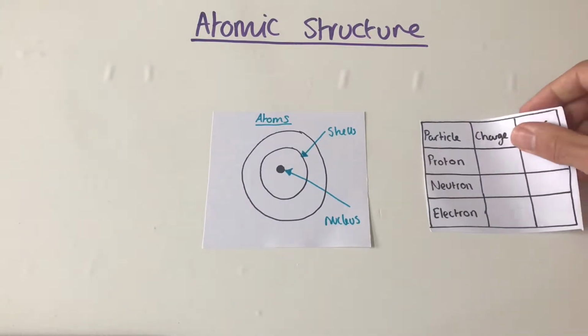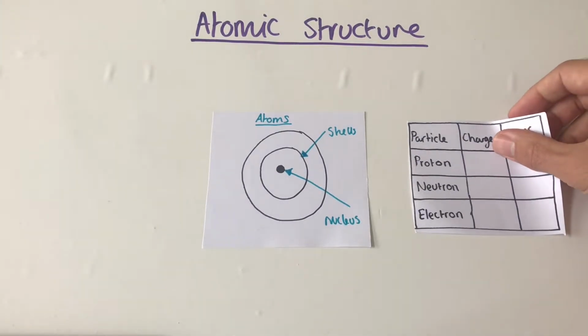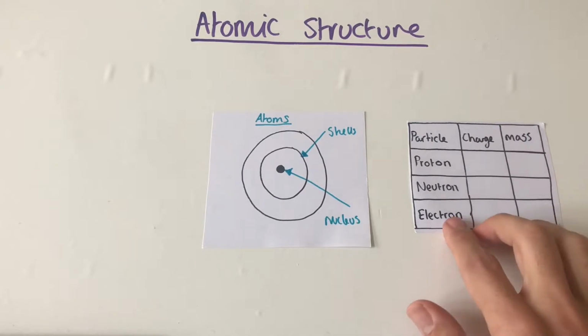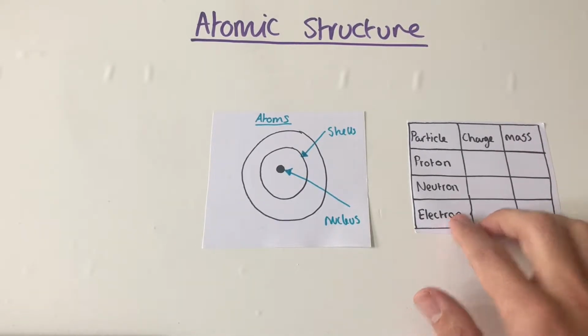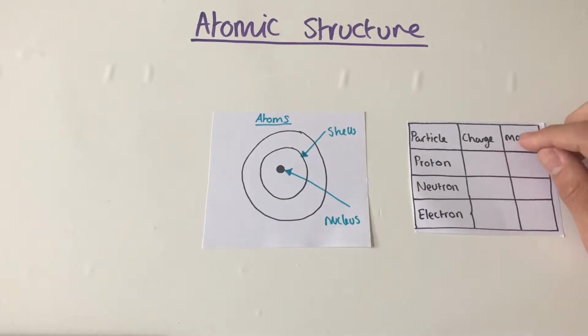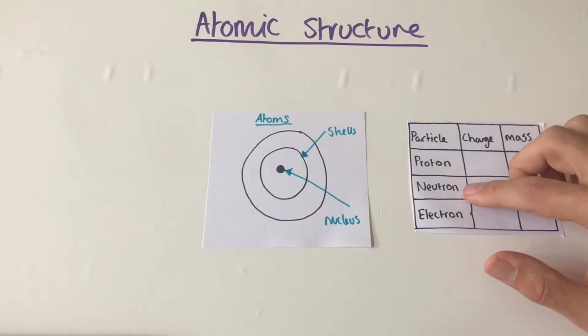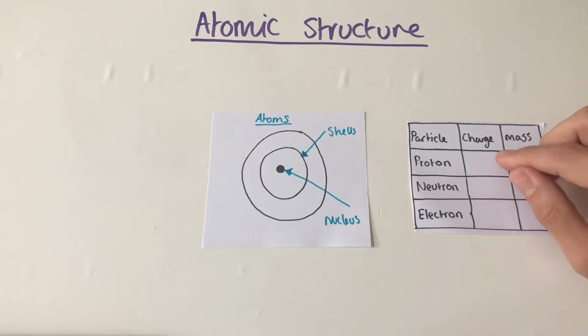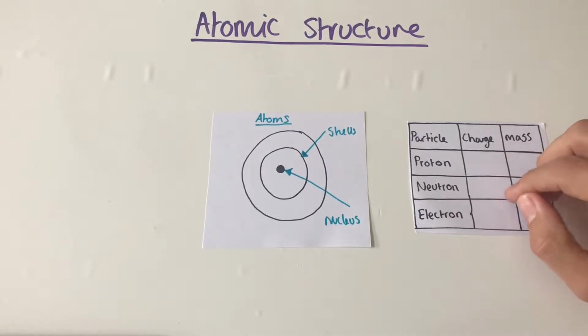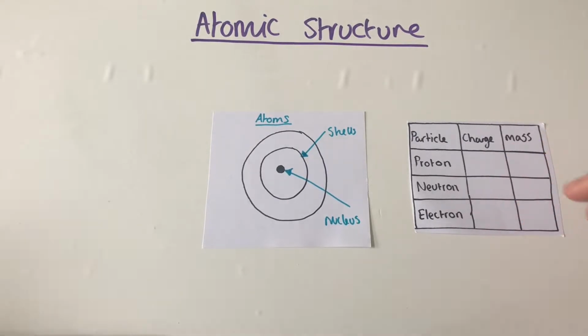Now, this little table here is something you're going to need to be able to fill in for a GCSE exam. It will probably be one of the first questions that you'll get on the paper. So the key things that you'll need to know about are the masses of the protons, the neutrons and the electrons, and their charges as well. Now this is really simple to do.